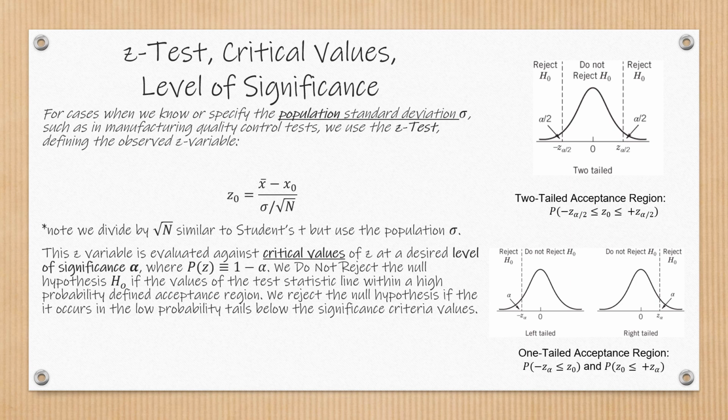We do not reject the null hypothesis H naught if the values of the test statistic lie within a high probability defined area of acceptance region. We reject the null hypothesis if it occurs in the low probability tails below the significance criteria values. Some common levels of significance alpha are 10%, 5%, and 1%.